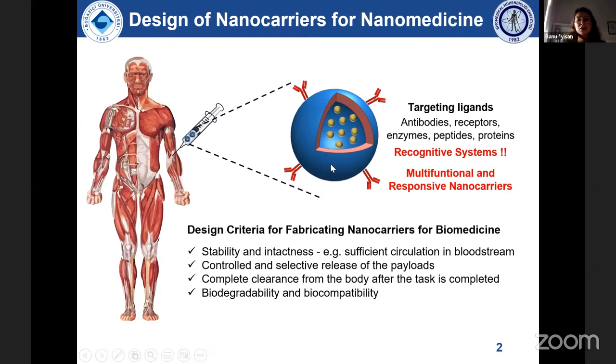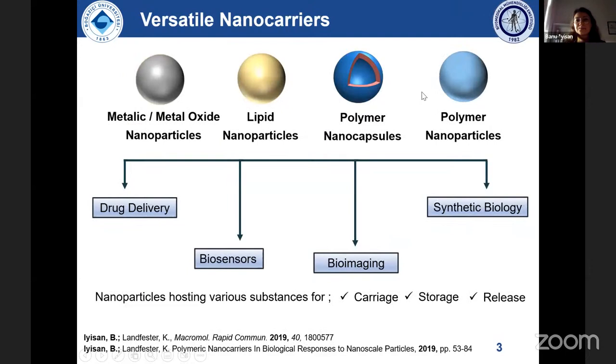So what we do is we try to design nanocarriers for biomedicine by using different kinds of carrier systems. We favor lipid nanoparticles, for example, polymer nanocapsules, polymer nanoparticles, and also metallic and metal oxide nanoparticles. We combine these structures with the polymer nanocapsules mostly to use them as sensory devices or for bioimaging purposes. Of course, we could use them for drug delivery and also synthetic biology as well. But in today's talk, I will mostly show you drug delivery, biosensor applications, and bioimaging applications of our design.